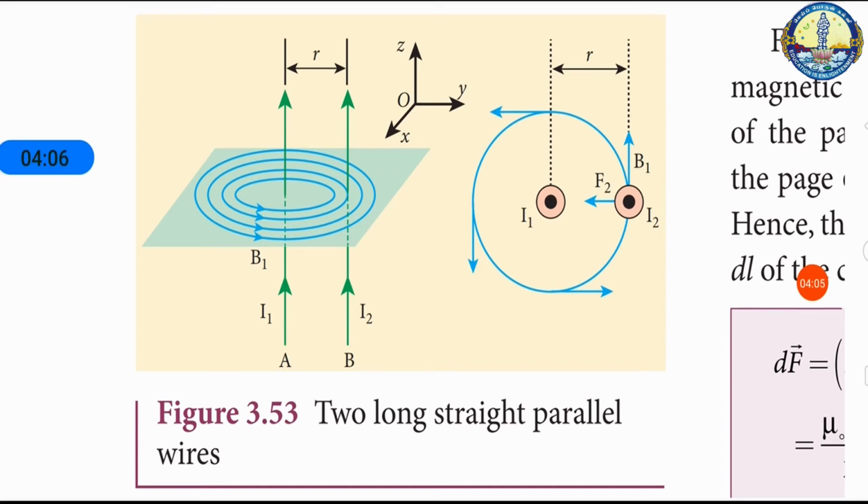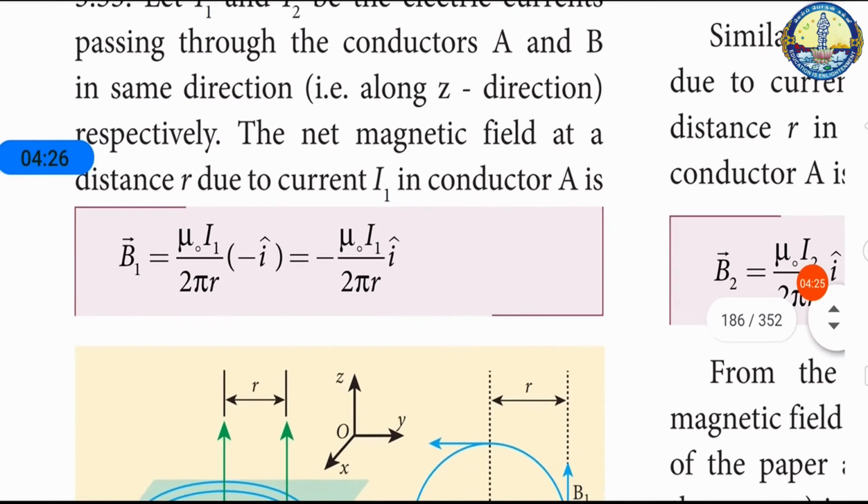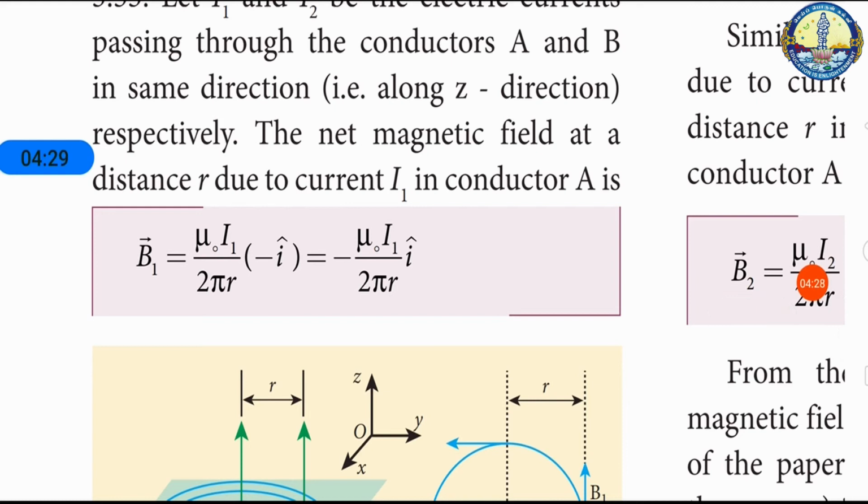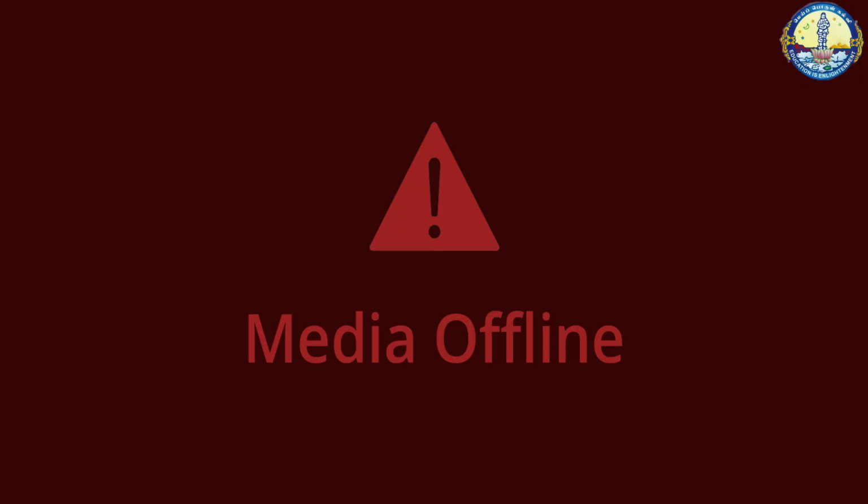Hence, the force per unit length of conductor B due to the current in conductor A is F vector by L equals minus mu naught I1 I2 by 2 pi r j cap. Similarly, the magnetic induction due to the current I2 in conductor B at a distance r, at the elemental length dl of conductor A, is B2 vector equals mu naught I2 by 2 pi r i cap. From the thumb rule, the direction of the magnetic field is perpendicular to the paper, outwards.